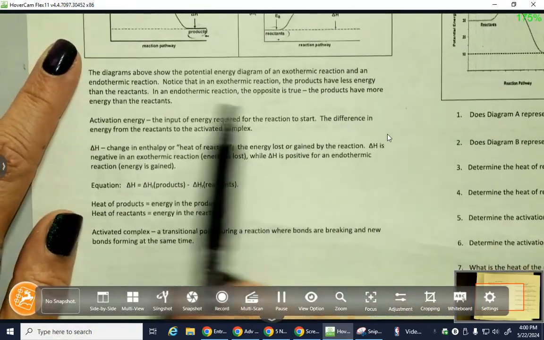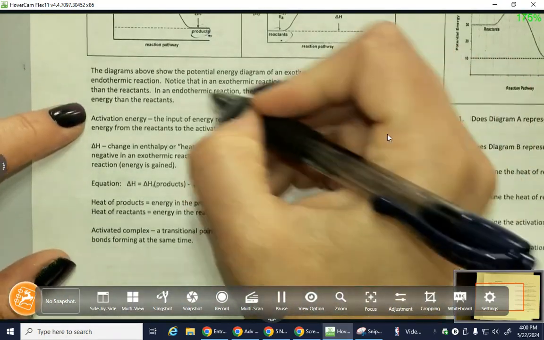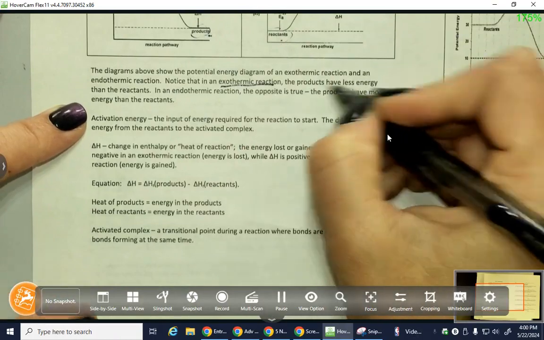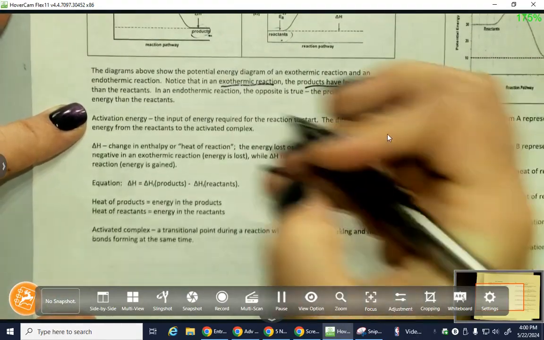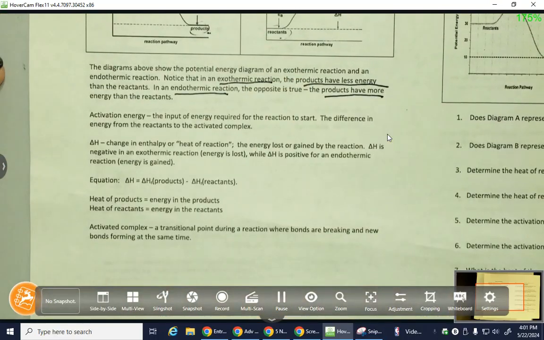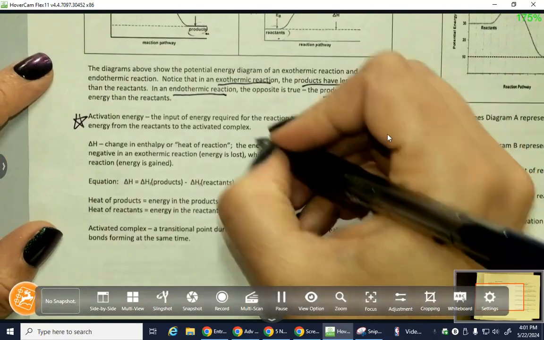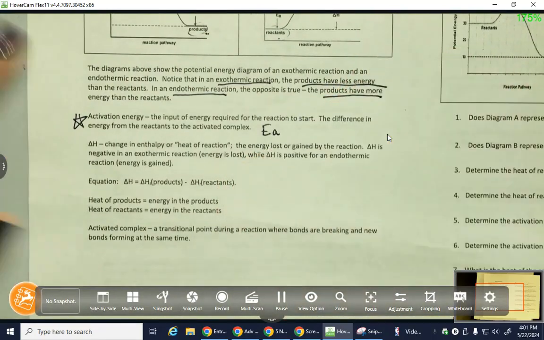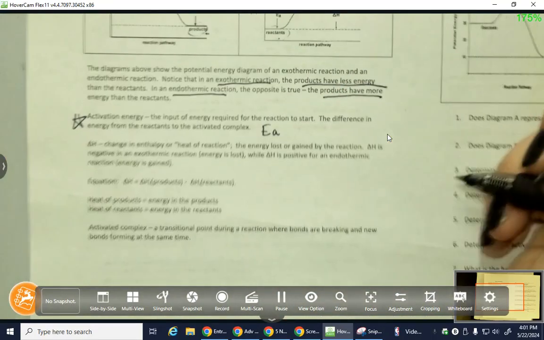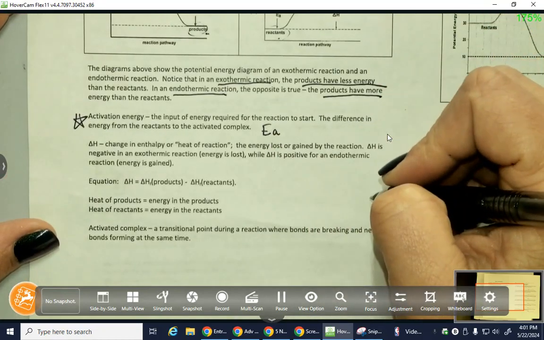All right. Everything else, all the details are here, so I'm not going to be asking you to write too much. I'm just going to say, okay, exothermic products have less energy. Endothermic products have more energy. Right? Easy enough. Activation energy, please put a star next to that. So activation energy, I usually show with EA. That's usually how you would see it.